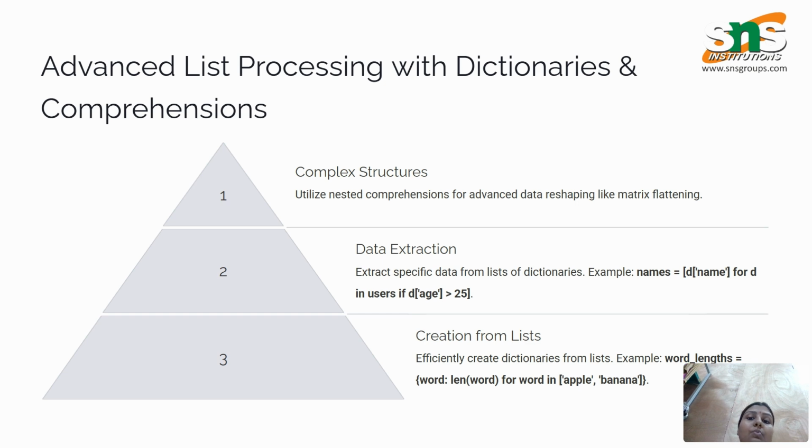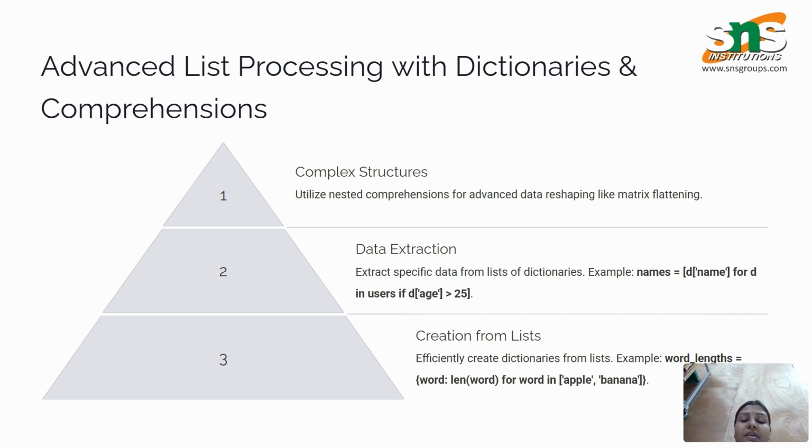Advanced list processing with dictionaries and comprehensions. Complex structures: utilize nested comprehensions for advanced data reshaping like matrix flattening. Data extraction: extract specific data from a list of dictionaries. Example, names is equal to d['name'] for d in users if d['age'] greater than 25.